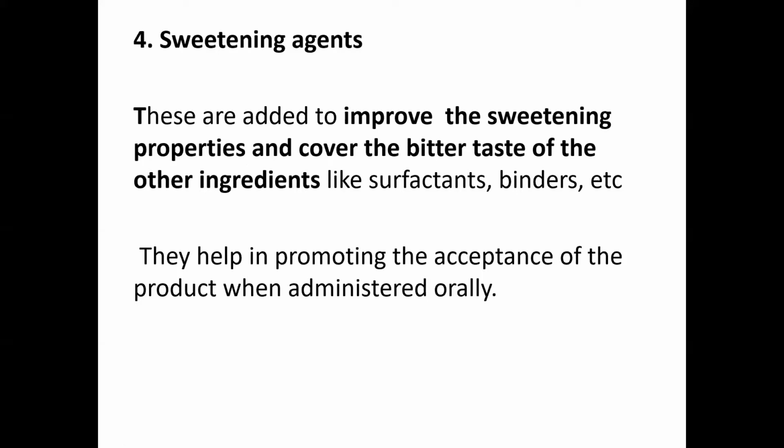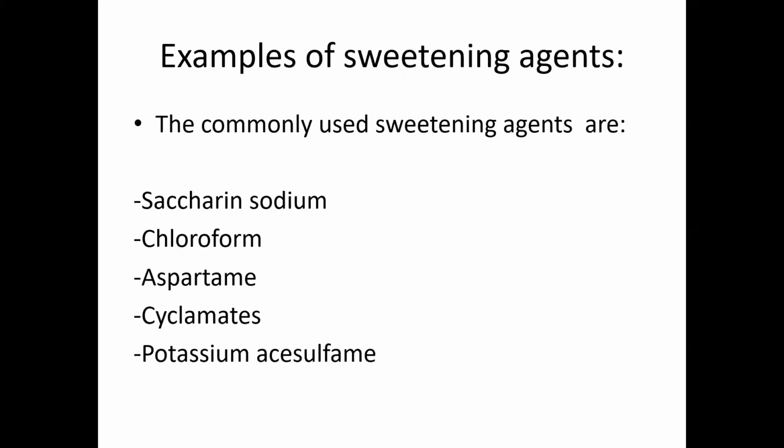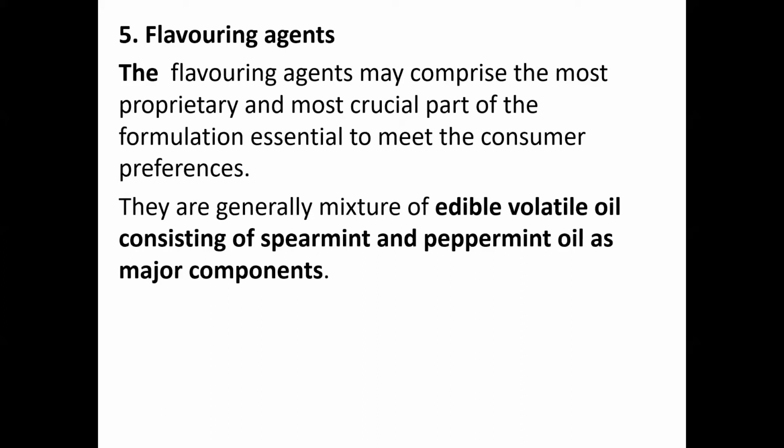Sweetening agents, what do they do? They are added to improve the sweetening properties and cover the bitter taste of ingredients such as surfactants and binders. These help in promoting the acceptance of the product when administered orally. Examples of sweetening agents include saccharin sodium, chloroform, aspartame, cyclamates, potassium acesulfame.